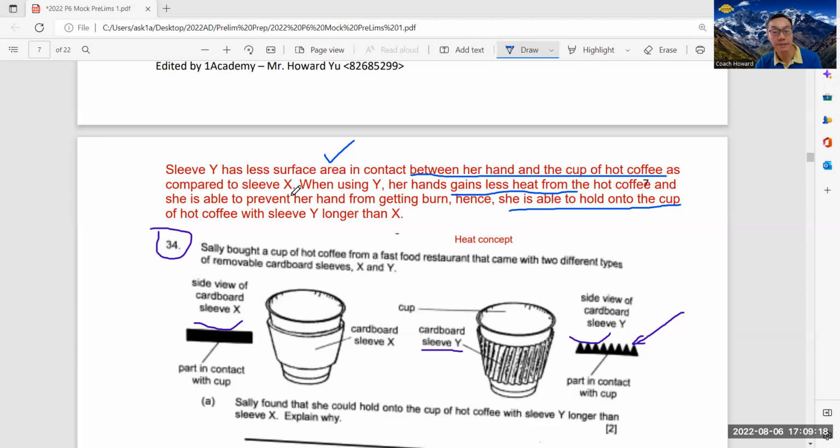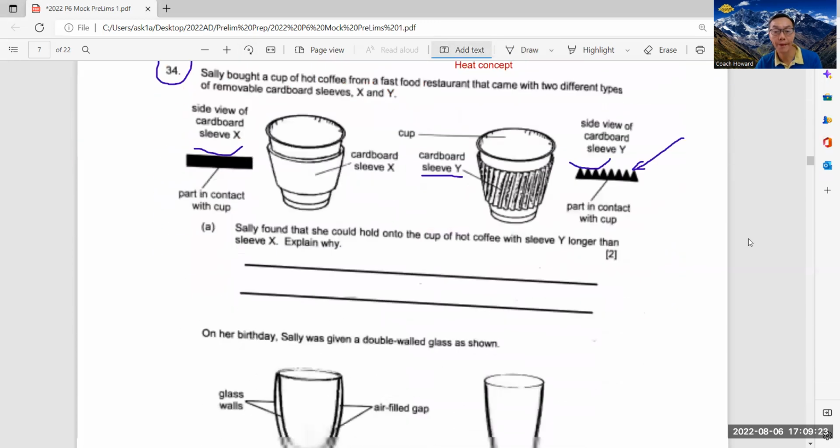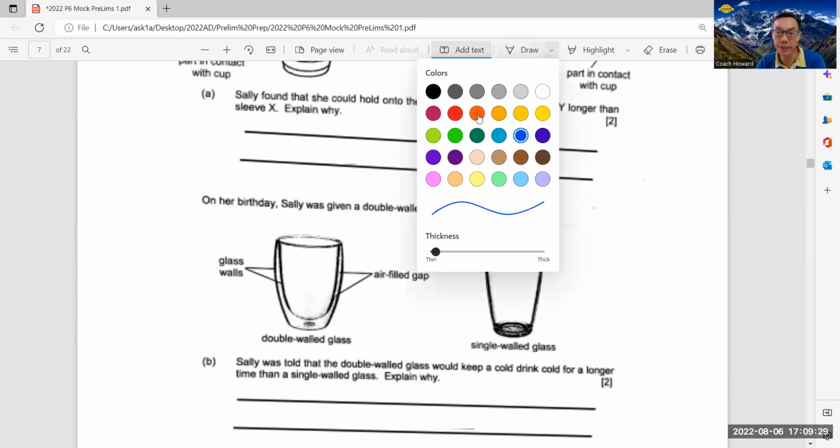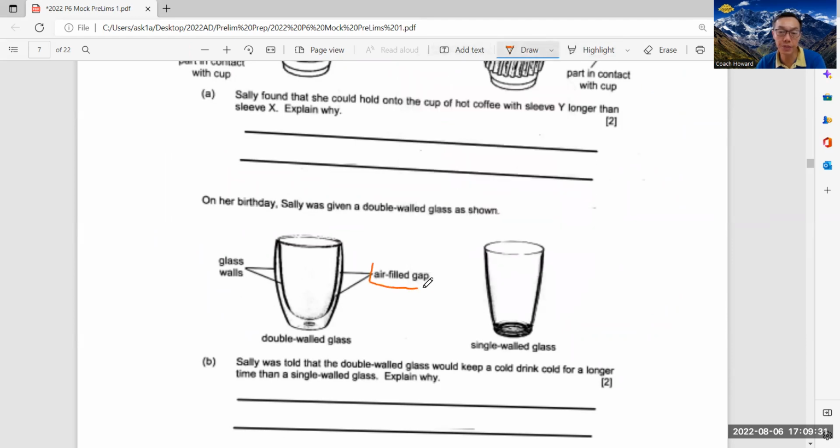Okay, next part. I scroll down, I've sent over already. So, okay, now single and double layer. Double layer glass, you take note, and you highlight this part. Air is filled in between the gap. So this one, they test your understanding that air is a poor conductor of heat.